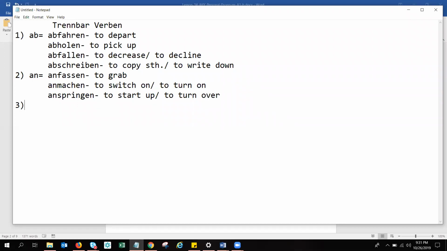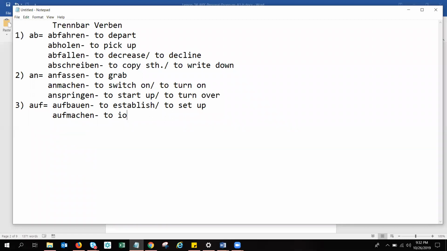Then the next prefix for trennbar verbs is auf. Whenever there is auf added to a normal verb, that is a trennbar verb. For example, aufbauen. Aufbauen is to establish. Now, if it is only bauen, that means to construct, to build up. And aufbauen is to establish or to set up. Next is aufmachen. Aufmachen is to open, as in to open the window.